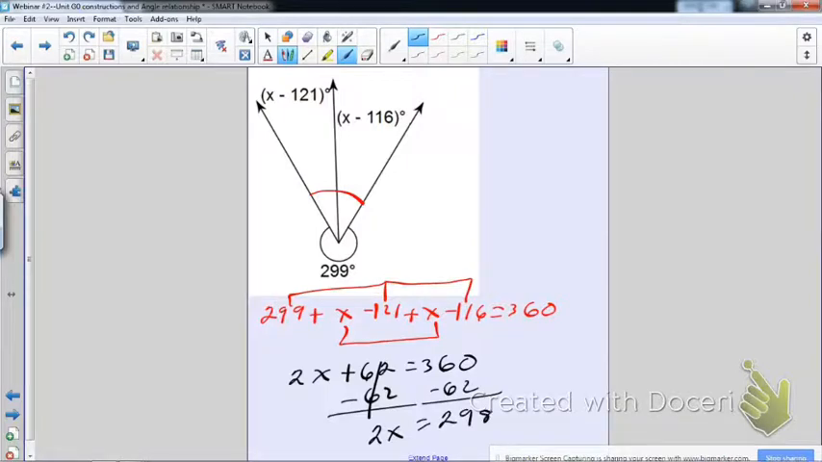Then with 298, you use the division property of equality and divide both sides by 2. So 298 divided by 2 will give you 149 degrees. So what is x? x is 149. When you substitute it in here, it will make sense that x itself will be 149.